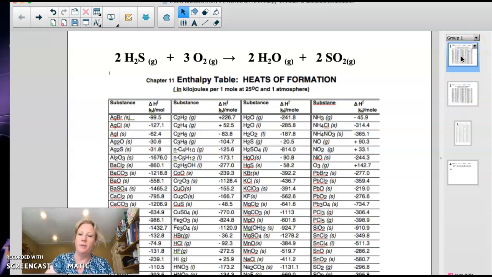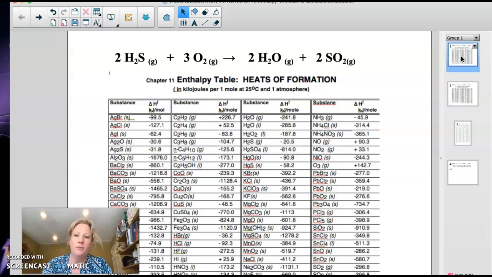Hi, this is a video showing you how to do calculations of delta H, the heat of a reaction, by using the delta H, or heat of formation, of the different substances in the reaction. So you'll want to have your thermodynamic data table data packet out, and then also the worksheet that goes with this, because I'm going to do number one with you.